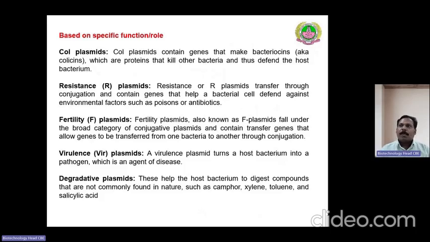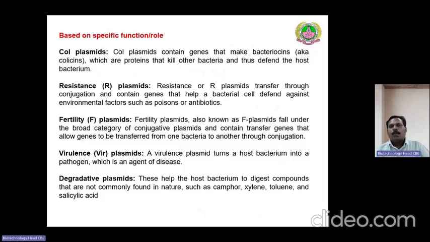The third type of plasmid is fertility plasmids. These are also called F plasmids, which fall under the category of conjugative plasmids. They contain the transfer tra genes, which allow genes to be transferred from one bacterium to another. For example, the F minus bacteria can receive genes transferred from the F plus strain through the conjugation process.